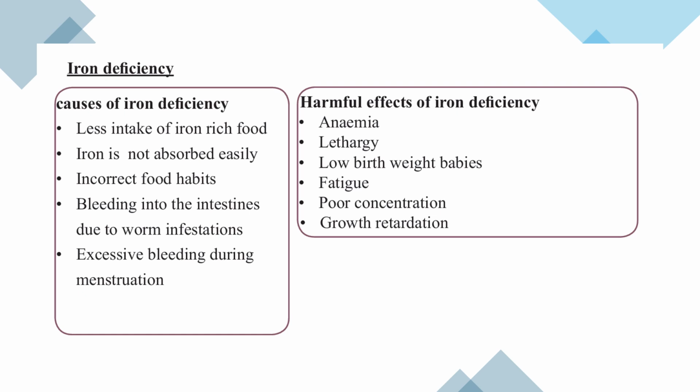And then intestinal bleeding due to worm infestations. That means if there are parasitic infestations in the intestines of a person, because these parasitic infections in the intestines can cause internal bleeding, and when you bleed, that means you are leading to iron loss. Iron is one of the main components in our blood. So if there's any kind of internal bleeding, you are losing iron.